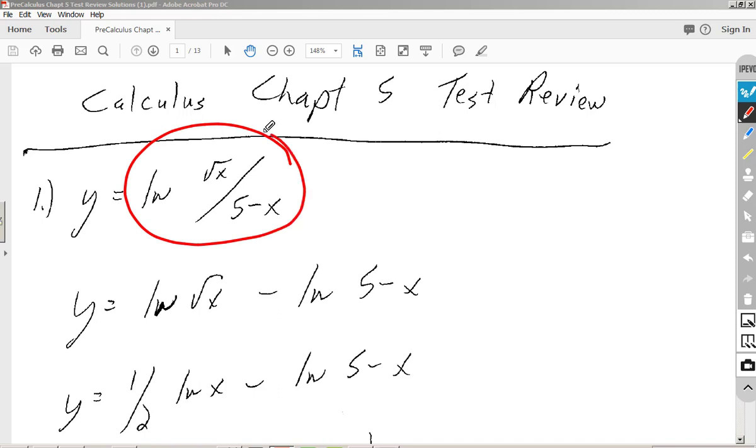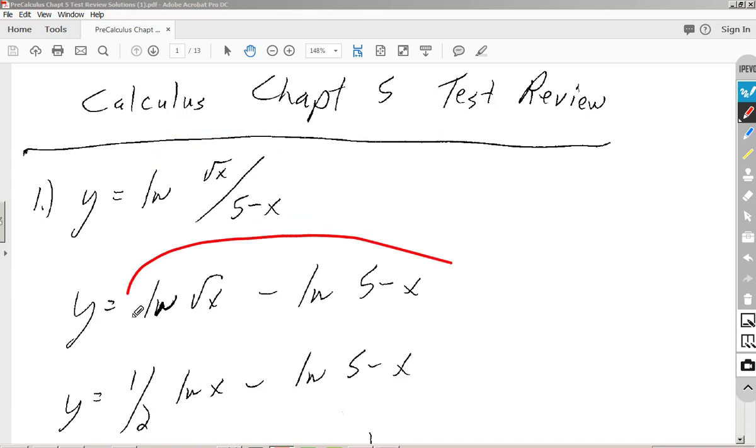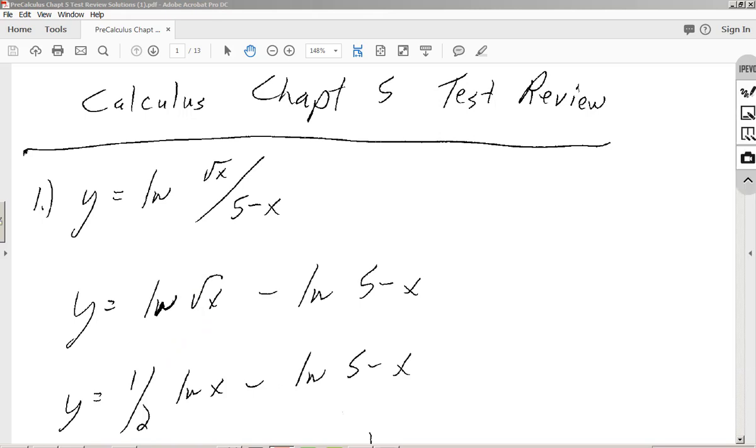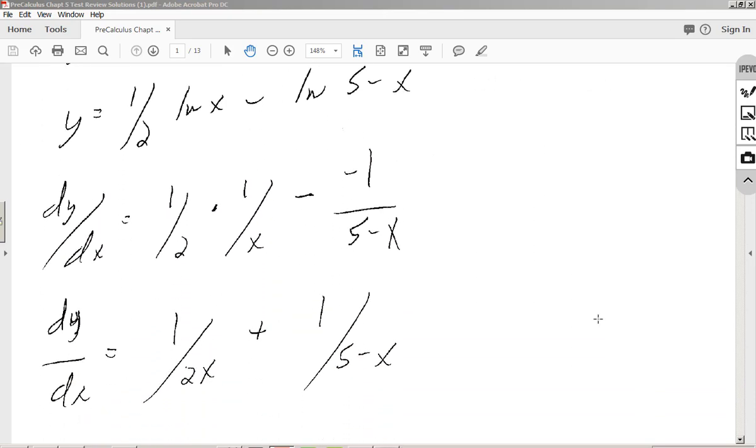So remember that division means subtraction. So here I'm going to rewrite it, expanding out my logarithmic equation. I've got the ln of the square root of x, and division becomes a subtraction sign, minus the ln of 5 minus x. Now another one of our laws for logarithms says that this power, which is a square root, which is a half power, can come down in front. So now that I've rewritten this, I've got y equals 1/2 ln of x minus the ln of 5 minus x. Now that I've done my algebra, I'm ready to take my derivative.